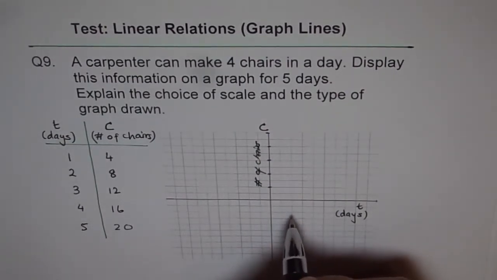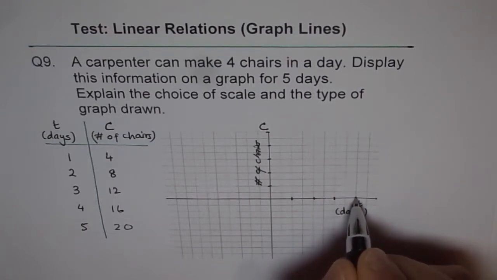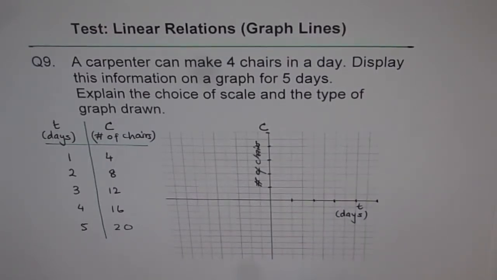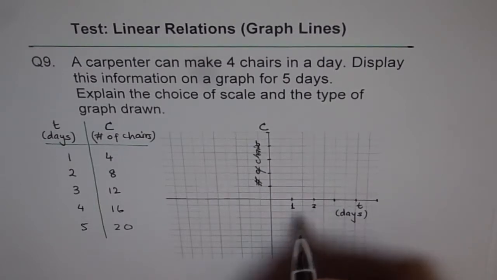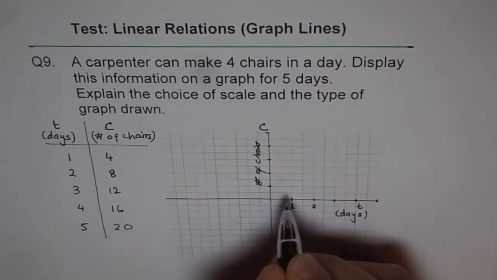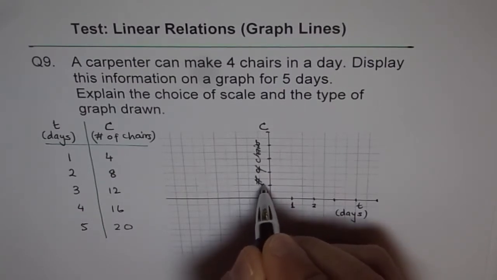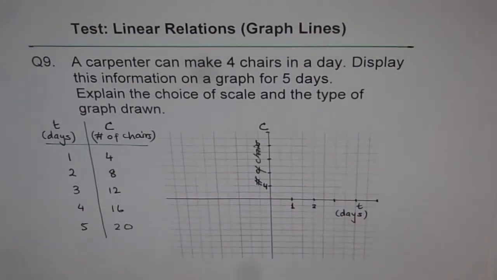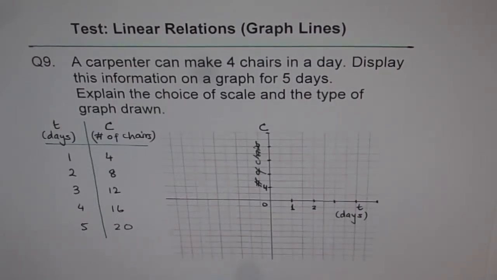And on the time axis, we can have 1, 2, 3, 4, and 5. That will spread out the information evenly, right? So we have this as 1 day, 2 days, and so on. And here we have numbers, let me write inside, normally it should be written here. So going up by 4s. And that's 0, right? So now let's plot the graph.